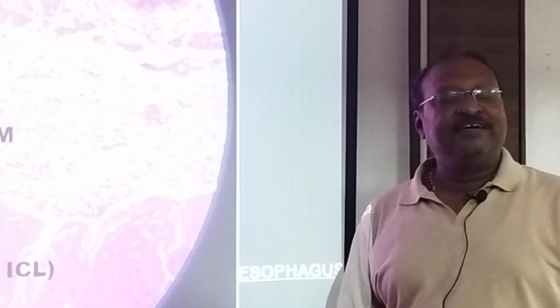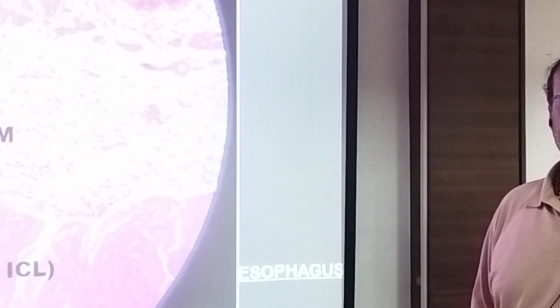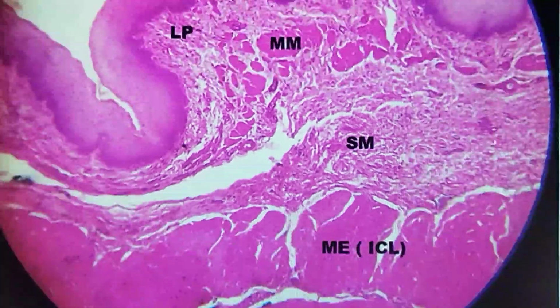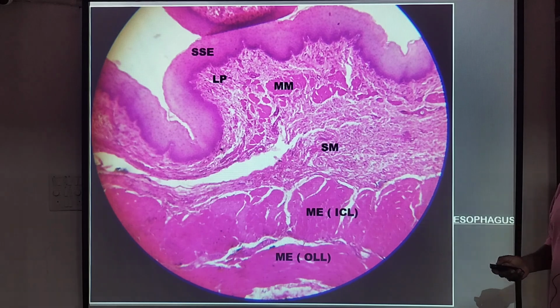Good morning, students. Today we will be seeing histology of esophagus. So you can see I put the actual photo micrograph of the esophagus. Now what are the things that you have to identify in esophagus? Now esophagus has got 4 layers. What are the 4 layers?